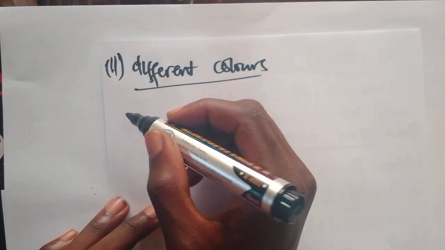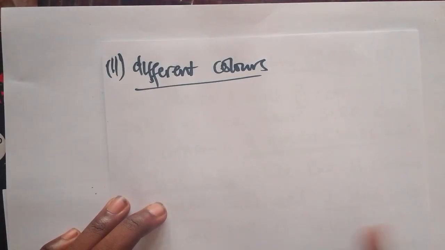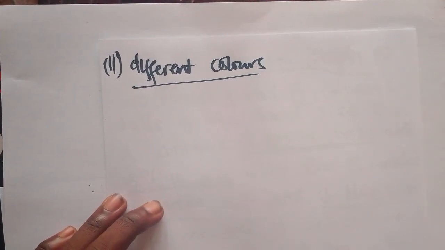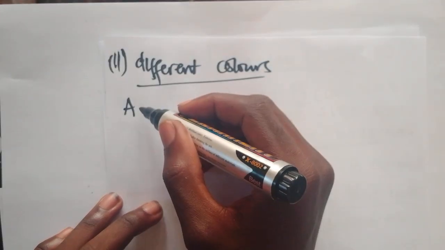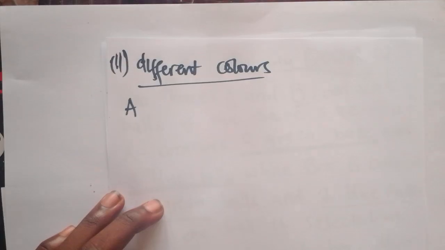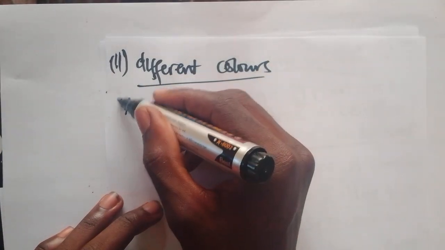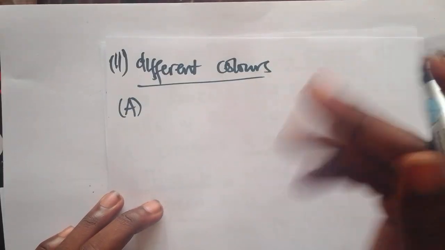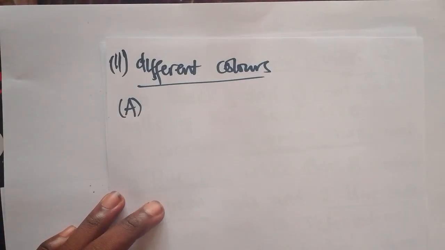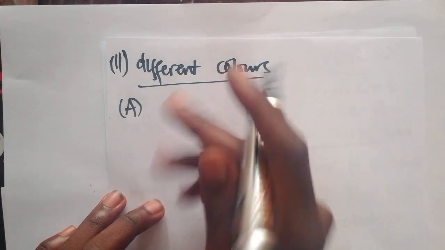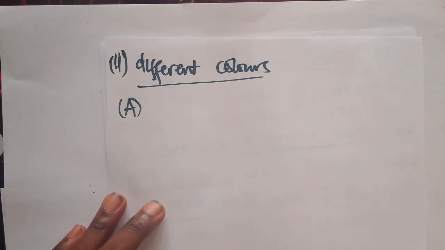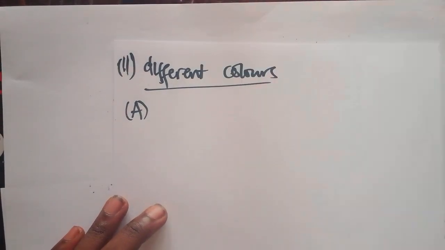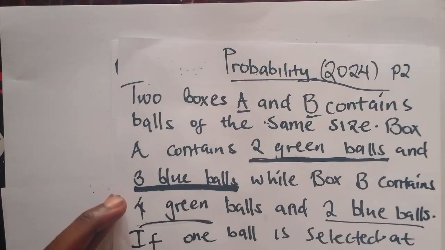So we say that there can only be two events in which you can pick two different colors. Either you pick a blue ball in box A and a green ball in box B, or you pick a blue ball in box B and a green ball in box A. So those are the two probabilities you need to take note of.